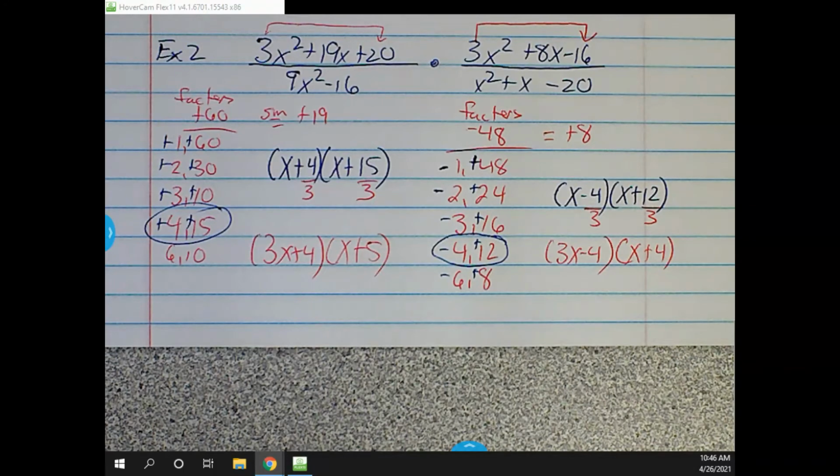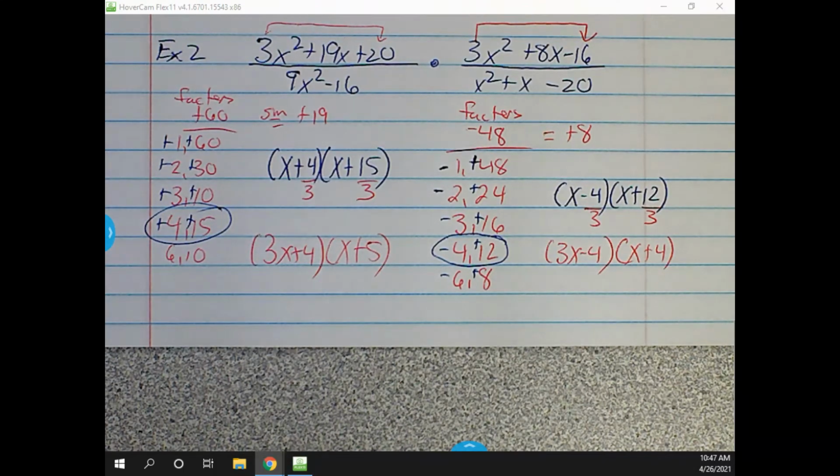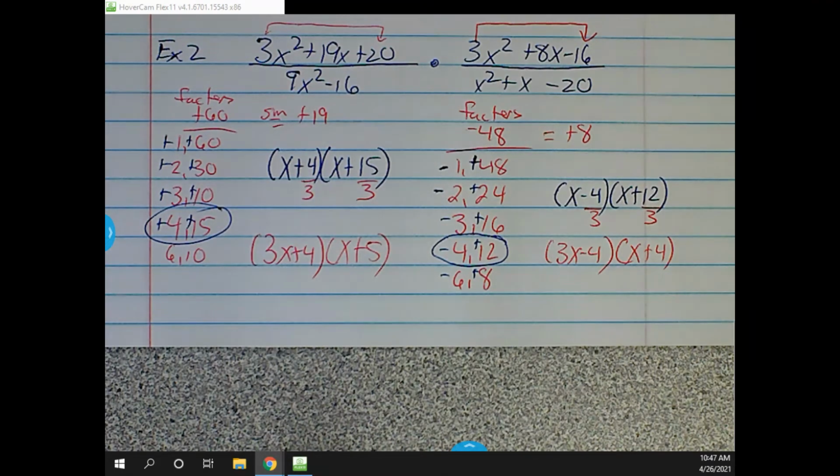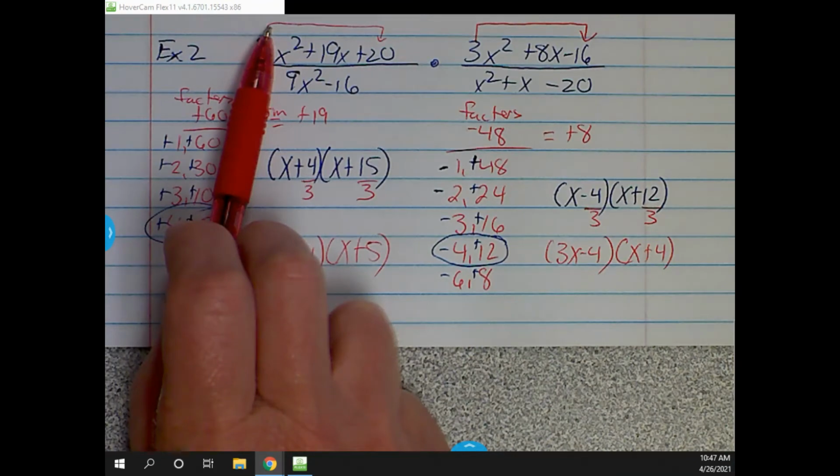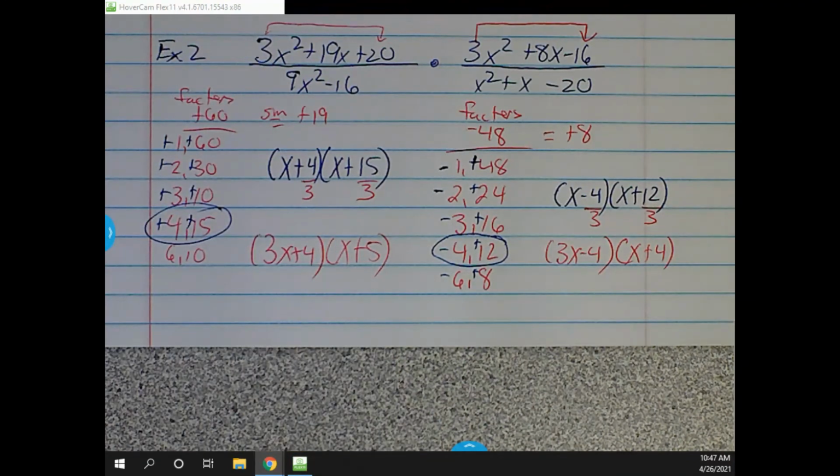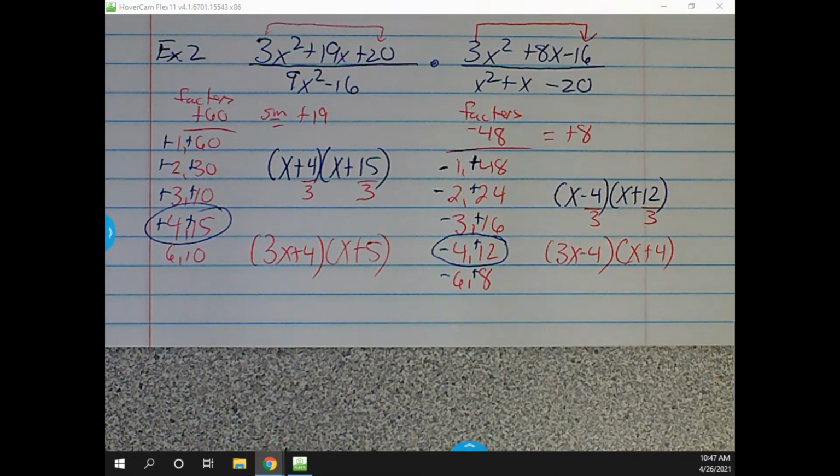Okay, and that adds a degree of difficulty because now you've got that extra step that you've got to go through the AC method to get there. So anytime that first number is something other than just x squared, there's a chance it could be just a greatest common factor, but more than likely you're going to have to do the AC method on those to get those.